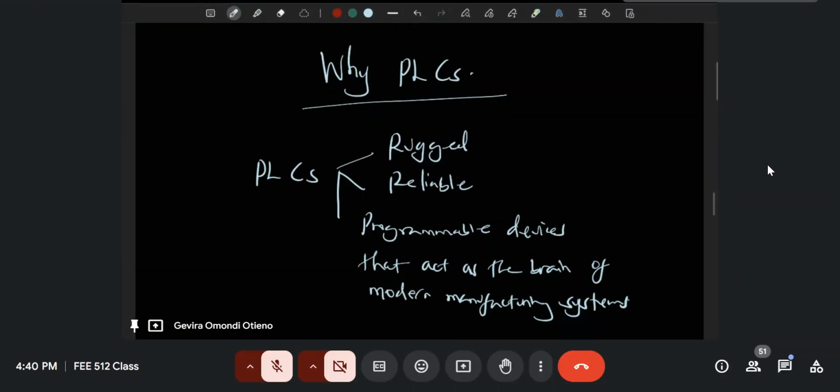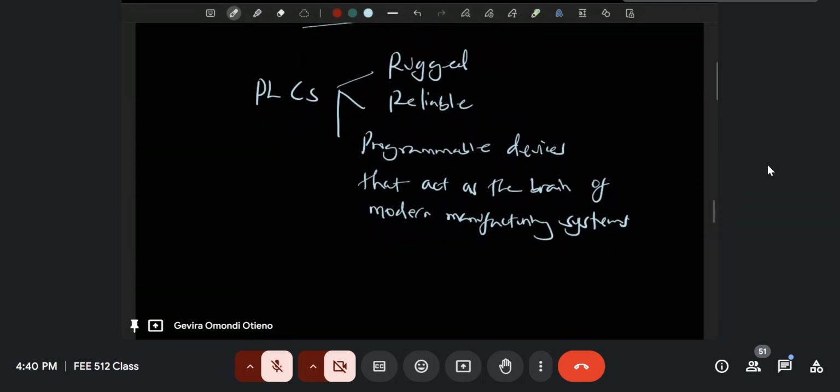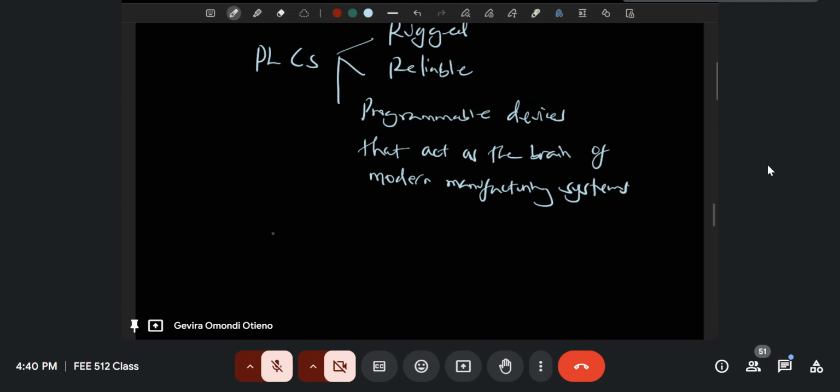But why are they important? Why should you care to pursue anything that deals with PLCs? I can assure you that there are a lot of career opportunities around PLCs. So they provide career opportunities. Let me just say, why care? Provide career opportunities. There are people who make their money out of this.